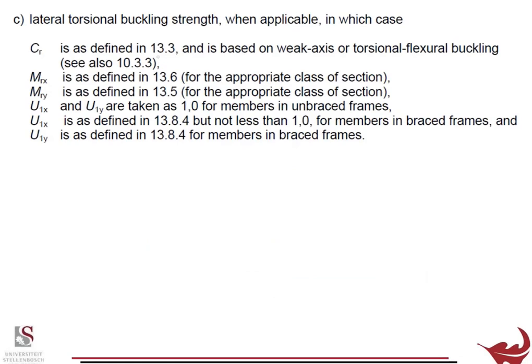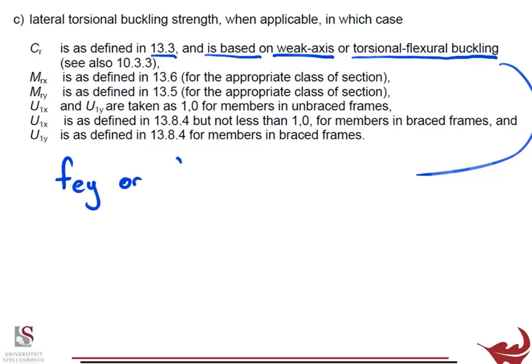So then we move on to check C. Cr is as defined in 13.3 and is based on weak axis or torsional flexural buckling. So that is Fey or Feyz. So we're going to check a compressive resistance, but we're checking a weak axis or a torsional flexural buckling, not Fex.